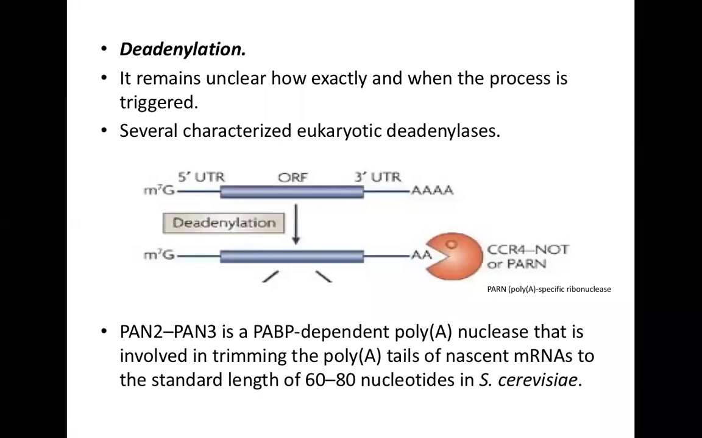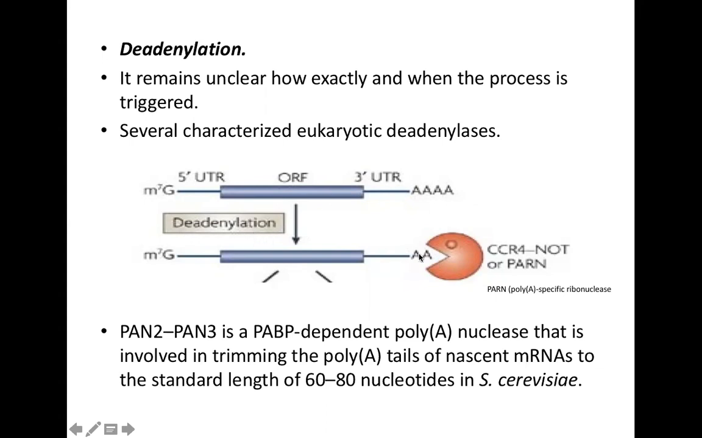So it is not yet clear how this phenomenon is triggered, the degradation of the mRNA molecule, but there are lots of deadenylase enzymes which are involved in degradation. So this is a picture, this is a description of deadenylation in Saccharomyces cerevisiae. And you can see this is the normal mRNA molecule, which is capped at the 5' end, and it has a poly A tail at the 3' end.